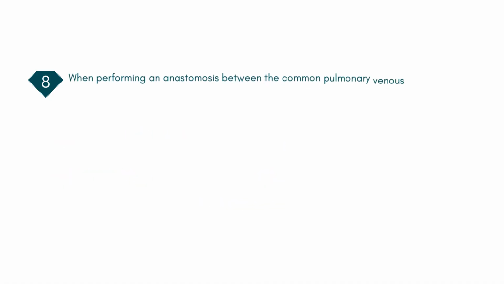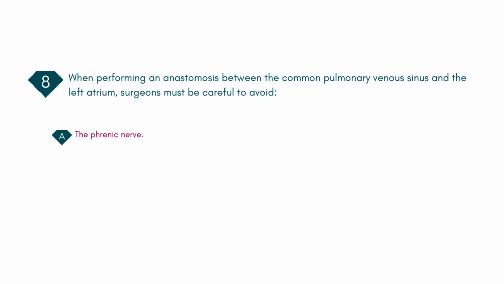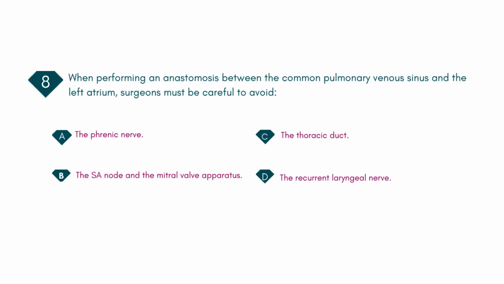When performing an anastomosis between the common pulmonary venous sinus and the left atrium, surgeons must be careful to avoid A. The phrenic nerve. B. The SA node and the mitral valve apparatus. C. The thoracic duct. D. The recurrent laryngeal nerve. Answer: B. The SA node and the mitral valve apparatus.